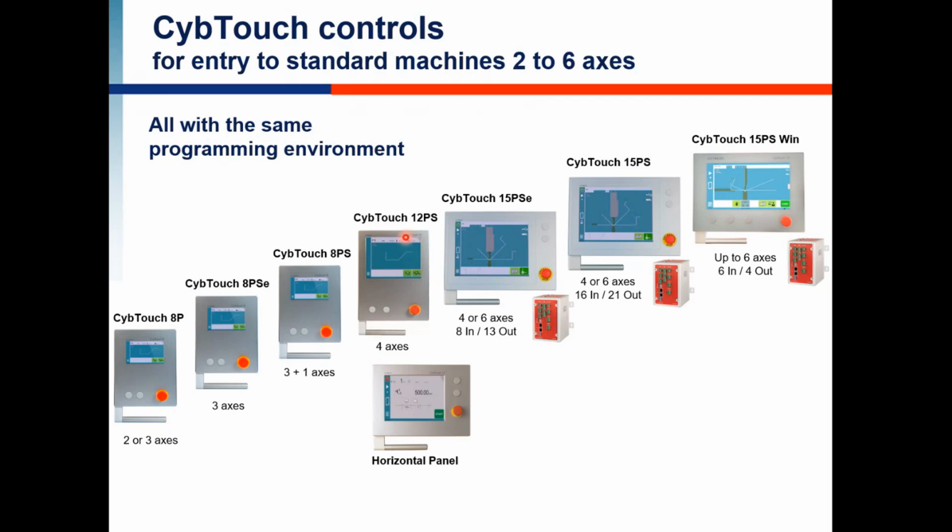Then we'll go on to the entry mid-range controller, which is the Cybelec 12. The screen is larger, so it is more comfortable to use. By default, it is 4 axis, and by default, it has the graphical option, which means you can program graphical parts. Also available as a horizontal version.